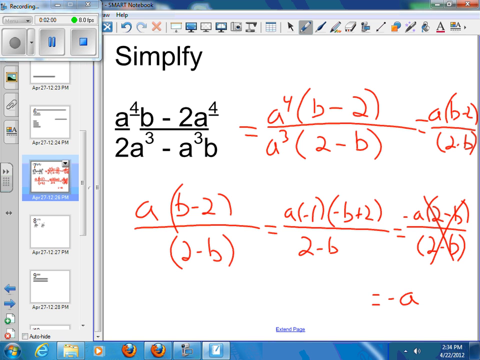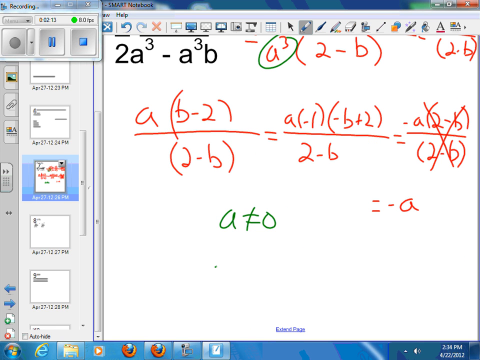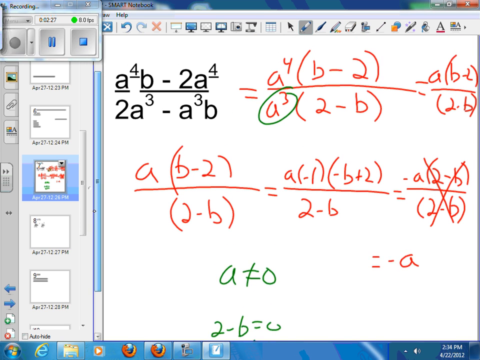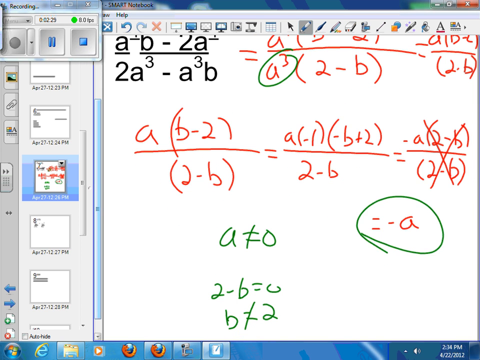And remember that you have to go back and decide what you can and cannot have, what's undefined. In this case, we've got a cubed, so a cannot be 0. And 2 minus b cannot be 0, so b cannot be 2. So we are undefined at a equals 0 and b equals 2. Other than that, our final simplified answer is negative a.